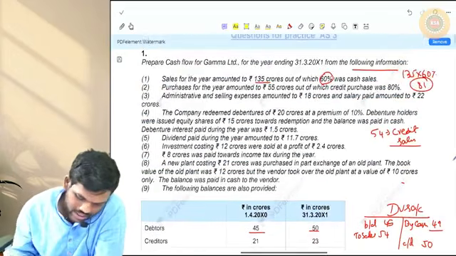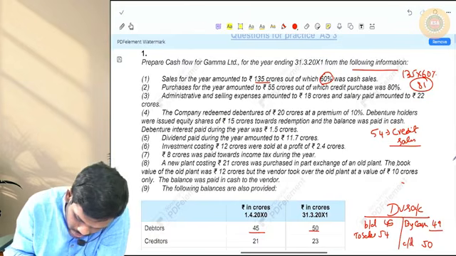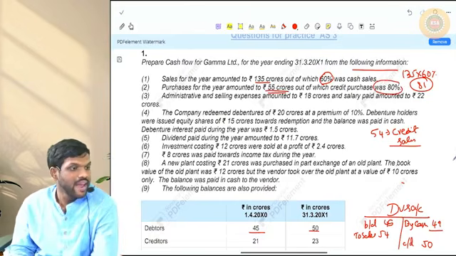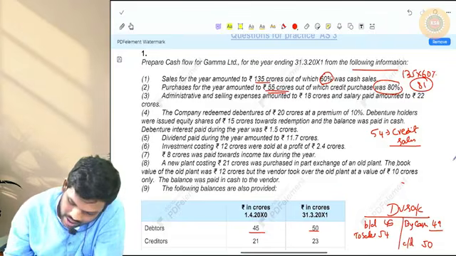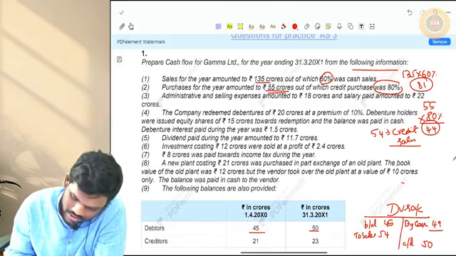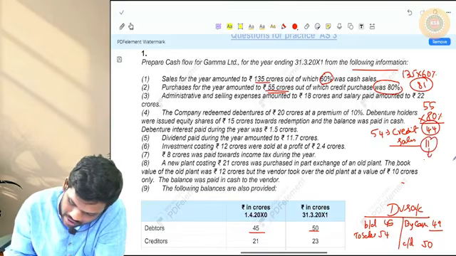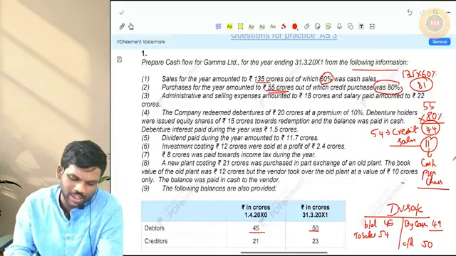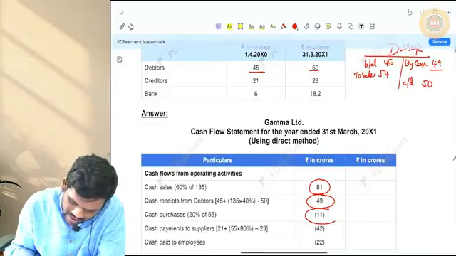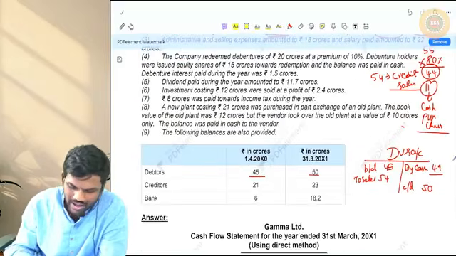Okay. Next, purchases for the year amounted to 55 crores, out of which credit purchase was 80%. That means in 55, 80%, which is 44, is credit purchases. Balance 11 is only cash purchases. So this 11 cash purchase is an obvious cash item. It is a cash outflow. So take that directly.